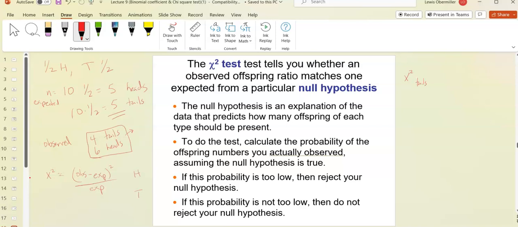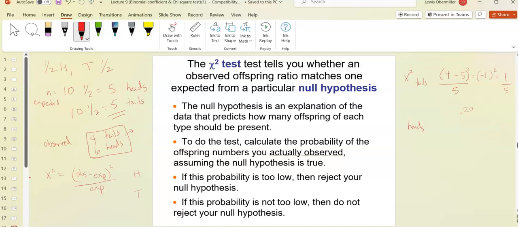So our observed tails is 4. Like we flipped 4 tails out of our 10 things. What we expected was 5 tails. So 4 minus 5 equals -1, and we have to square that, right? This is a squared value. So -1 squared, a negative times a negative is a positive, so we have a 1. And then we divide that by our expected, which is 5. So this is 1/5, right? Or 0.20, right? And then we also have to do the same for heads.